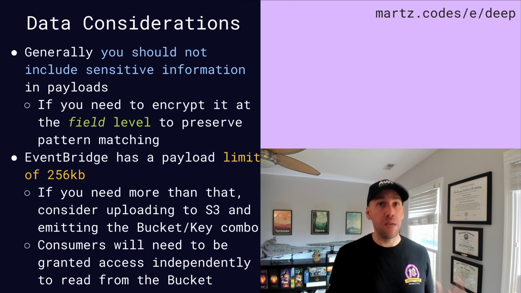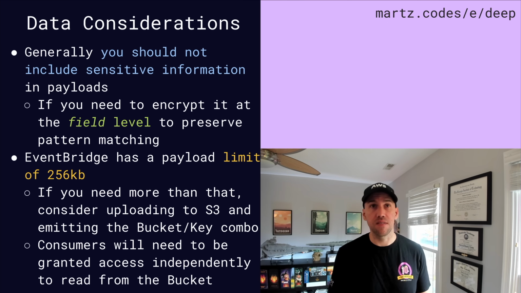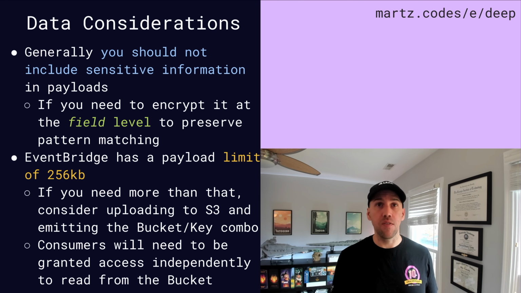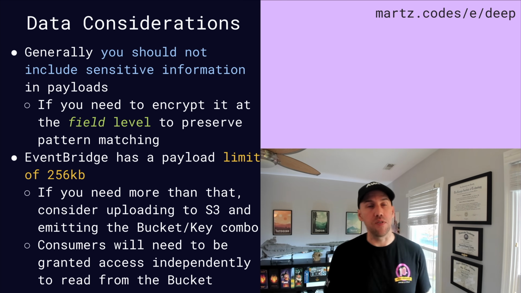Be mindful of payload limits. For instance, Amazon EventBridge has a payload limit of 256 kilobytes. If your event data exceeds this limit, an alternative strategy is to upload the larger data to S3 and then emit an event containing the bucket and key combination. This method not only circumvents the payload limit, but also leverages the robust storage capabilities of S3.